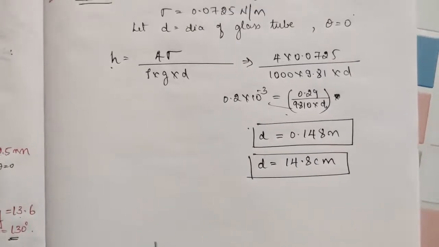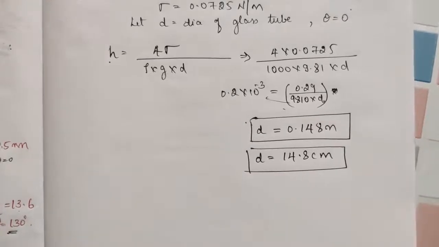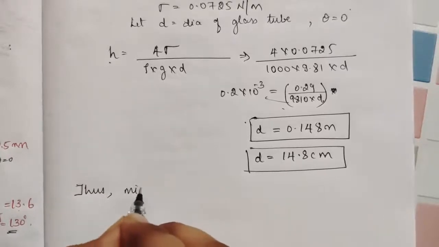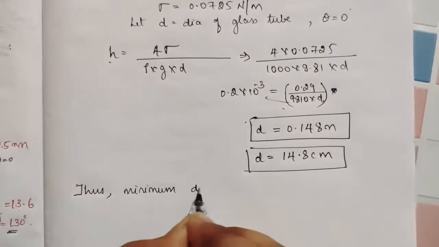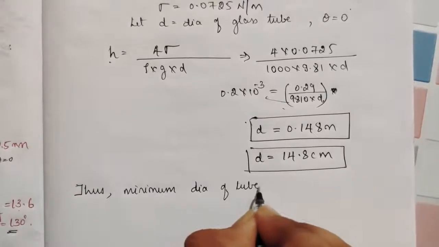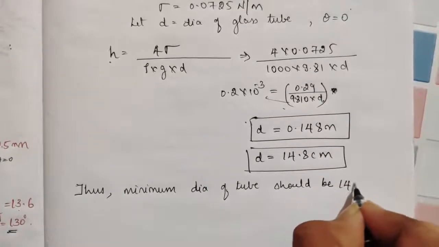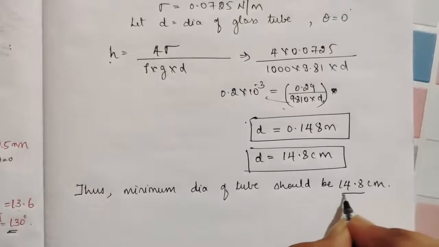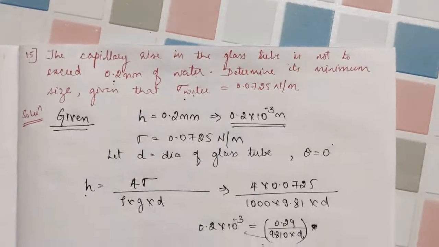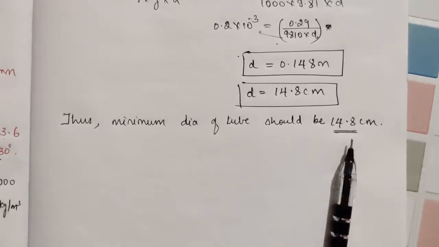Thus the minimum diameter of the tube should be 14.8 centimeter, because the rise should not exceed 0.2 mm of water. The minimum diameter which we should maintain is 14.8 centimeter.